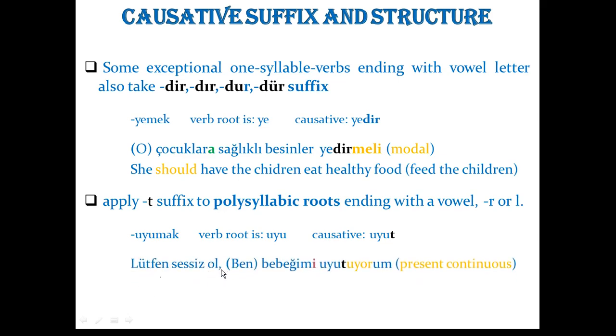Lütfen sessiz ol, ben bebeğimi uyutuyorum, in the present continuous sense. Lütfen sessiz ol, please be quiet, ben bebeğimi uyutuyorum, I am having my baby sleep. So my baby, the direct object, takes the accusative suffix because it is a possessive structure, which makes it specific and requires the accusative suffix.